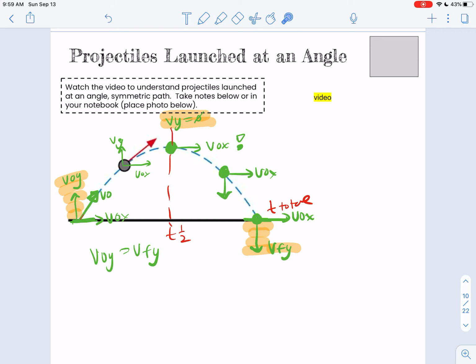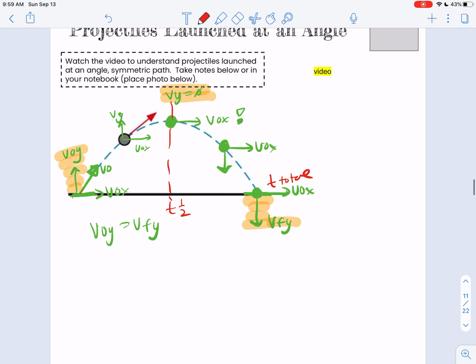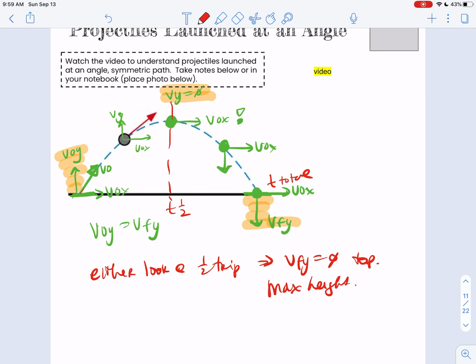What else do I want to say about the symmetric path? Okay, you can look at these problems. I would either look at half trip. Okay, this would be where you would want the V Fy to be 0 at the top. This you would use if you wanted to know the maximum height, right? Because if they ask for the maximum height, that would be here. Okay, so you'd have to use the half time for that.